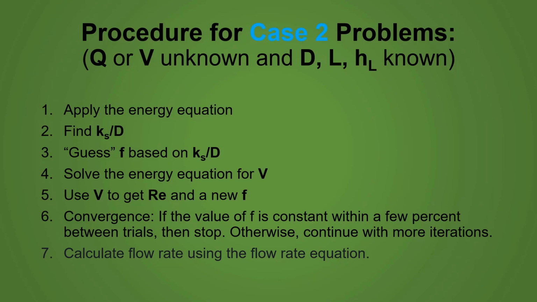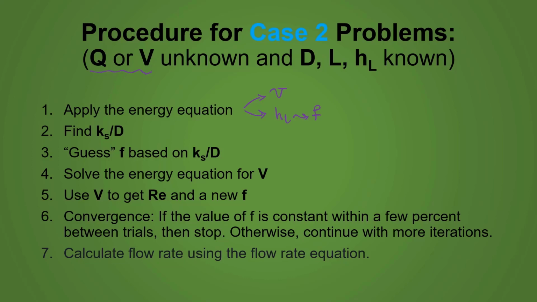So step number 1, you need to apply the energy equation. Remember, we don't have the values for velocity or flow rate. So when we write the energy equation, we will have two unknowns. One is velocity because we don't have its value, and the other is HL. Why? Because we don't have the value of F, the resistance factor or friction factor.